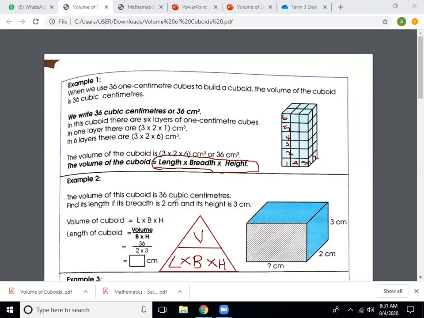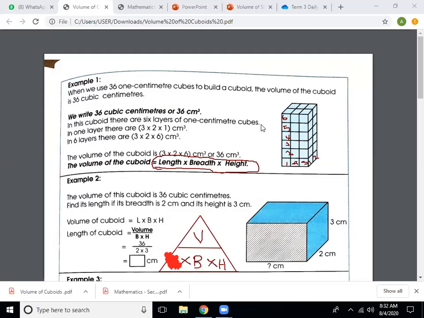So how do you find out length? In order to find out length, all I'm going to do is cover this here. How do I find length? Length will be volume divided by breadth by height. I'm saying that again. If volume is length by breadth by height, then how do you find length? You will be given the volume and just divide it by breadth and height.